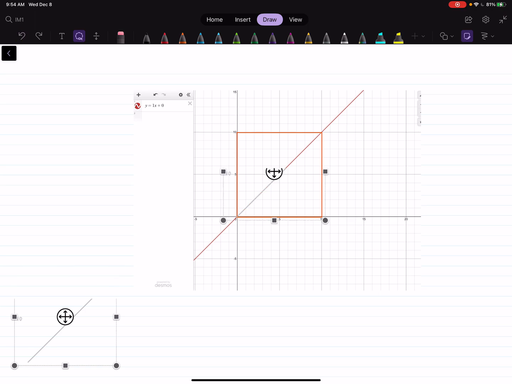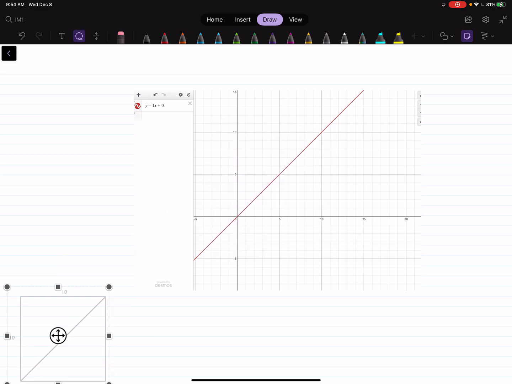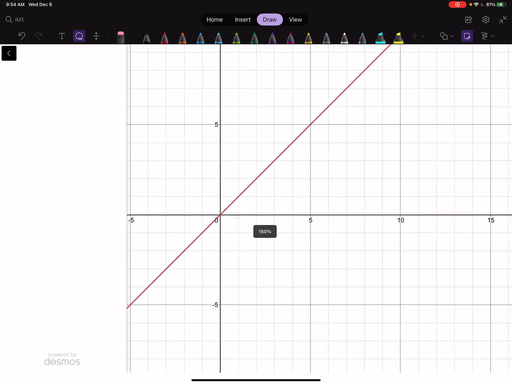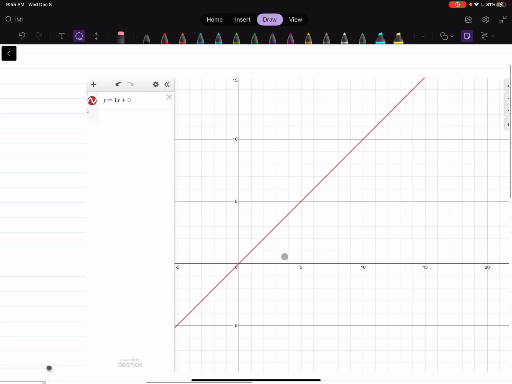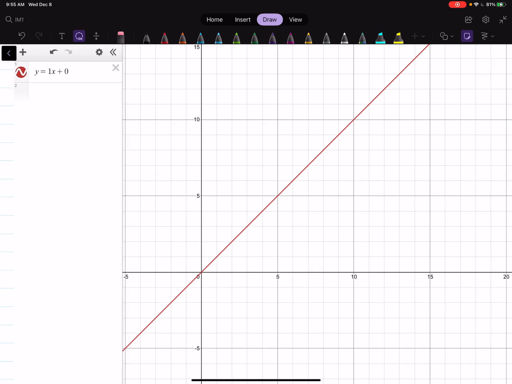I'm just going to show you the graph of it, all right? Got the whole thing. All right, so that's my equation for the line, right? y equals 1x plus 0. So 0 is my y-intercept here. Rise 5, run 5, that's a slope of 1. Or rise 1, run 1, rise 1, run 1, and so on and so forth. And that is my slope.